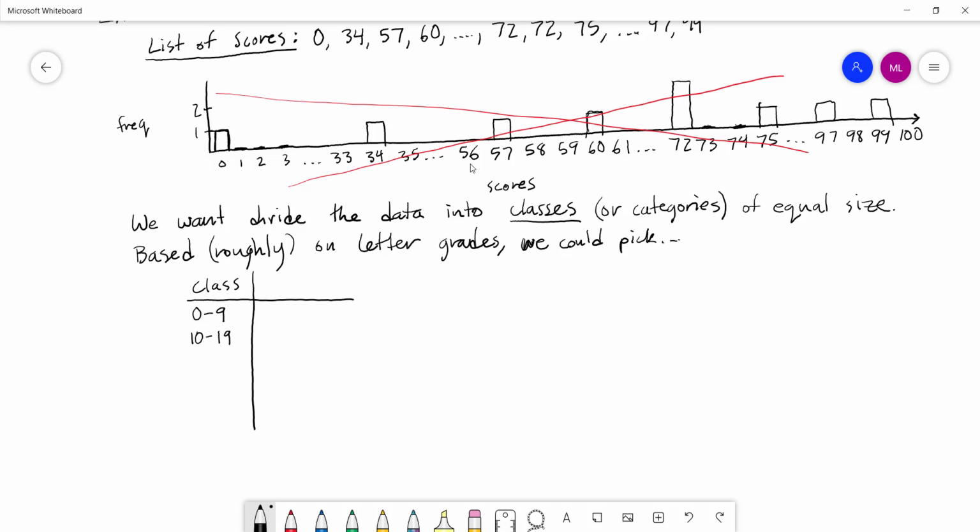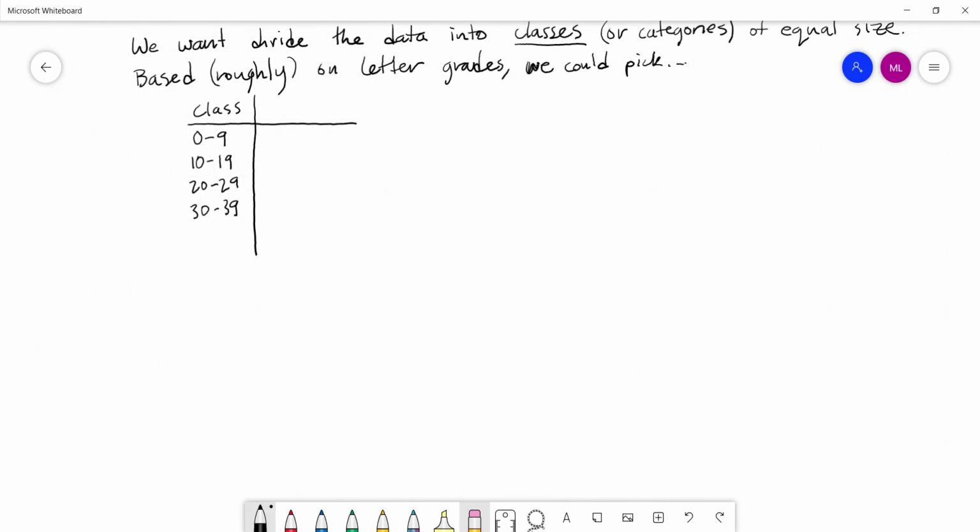10 to 19, that's the next. 20 to 29, 30 to 39. And as I go through this, I'm being very consistent in making all these classes the same size. The word we're going to use for it is width. So they each span the same amount of numbers in this case. So 40 to 49, 50 to 59, 60 to 69, 70 to 79, 80 to 89, and 90 to 99.